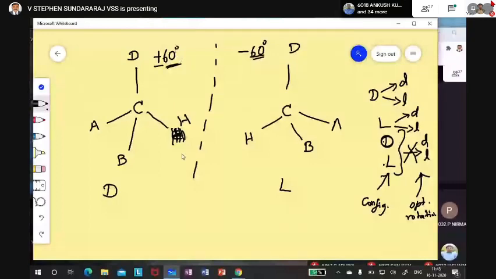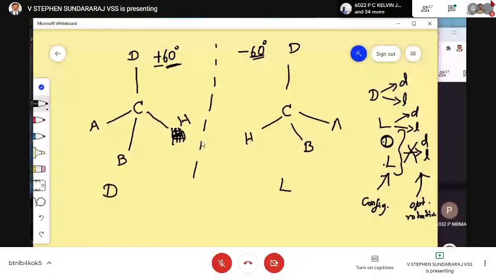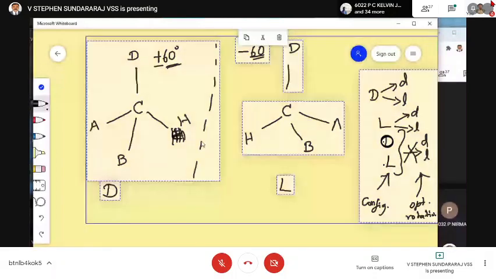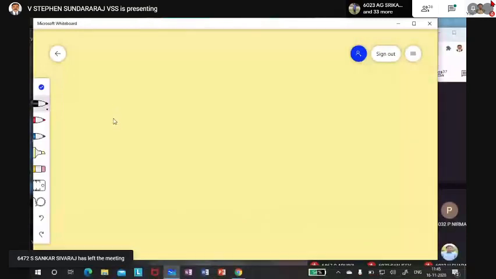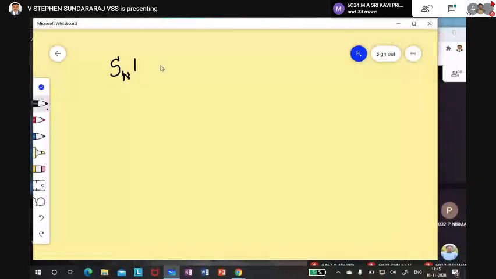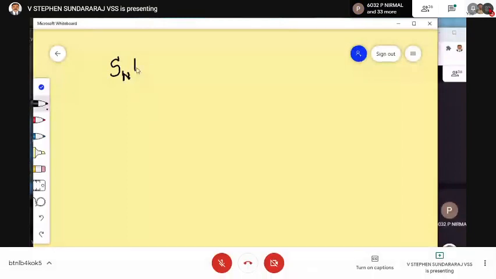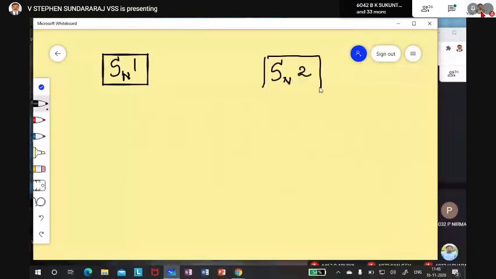Right. Now all of you look at SN1. In SN1, what happens? Does the configuration change or not change? In SN1, you tell me. And SN2. With this, I will wind up. SN1 and SN2. Very important question here.